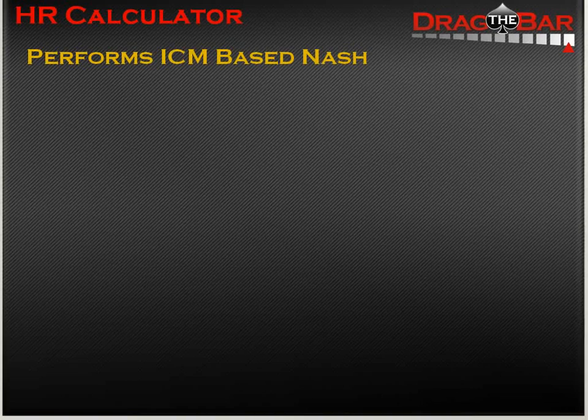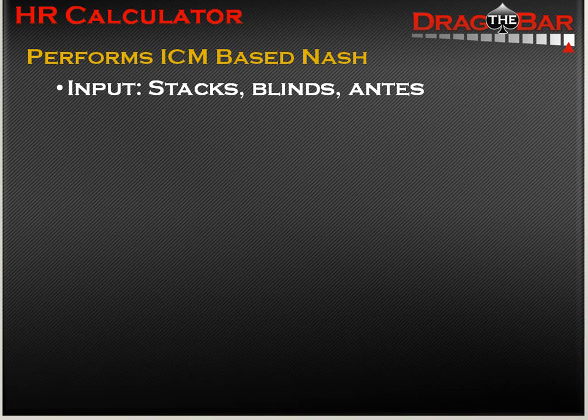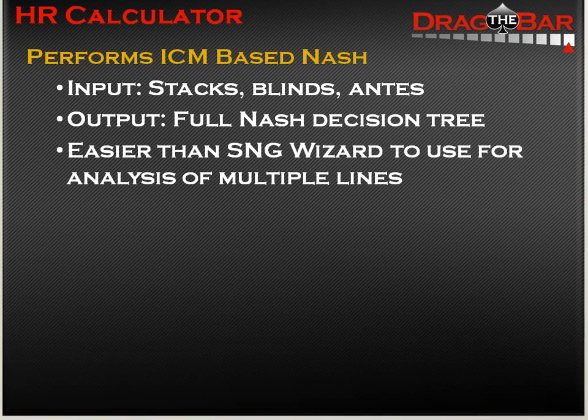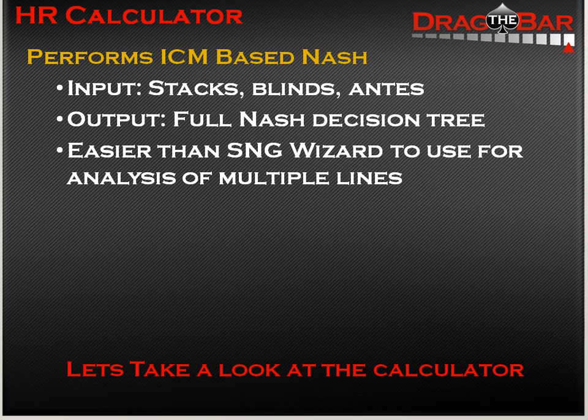So the Holdem Resources Calculator performs an ICM-based Nash computation. You just put the stacks at the table in, the blind levels, and any antes if you've got them, and it'll give you a full Nash decision tree for all of the positions at the table, and we'll take a look at what that actually looks like. But it's a fairly large table that shows you basically every possible iteration of decisions. You raise, and then under the gun +1 raises, or under the gun +1 folds, and under the gun +2 raises, and that sort of thing. It's also really easier than Sit and Go Wizard to use for analysis of multiple lines.